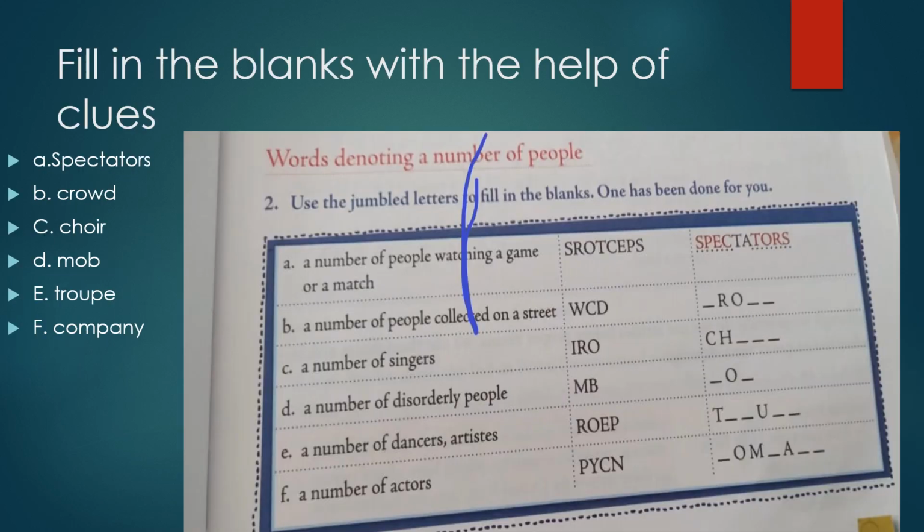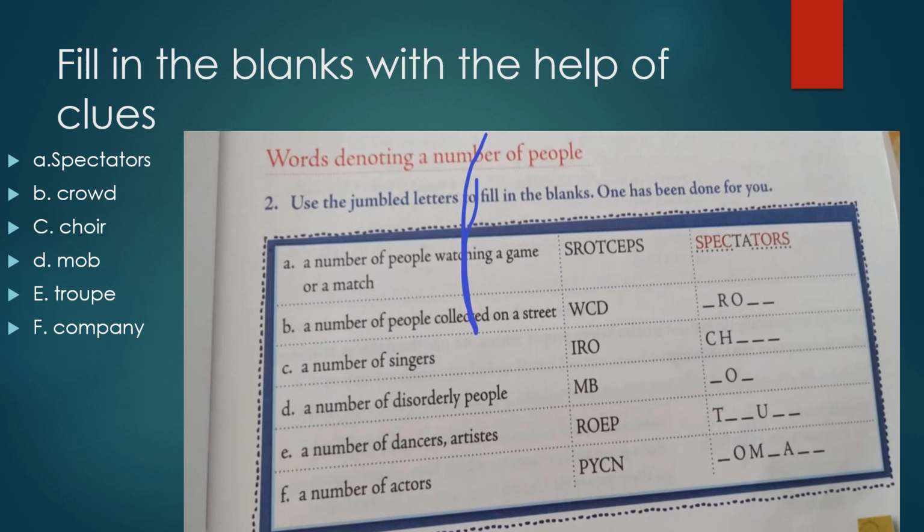Our next exercise is fill in the blanks with the help of clues. Clues are given and jumbled words or letters are also given. So the first I am going to read is: a number of people watching a game or a match. And jumbled letters are also given here. So this is spectators. A number of people watching a game or a match, spectators.